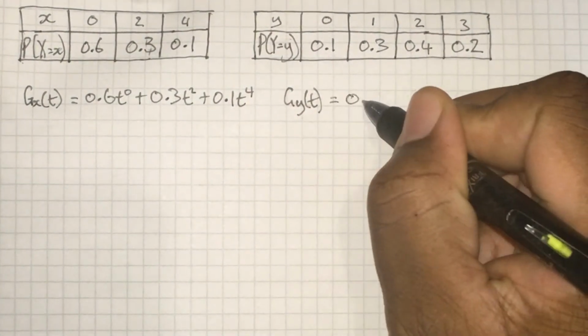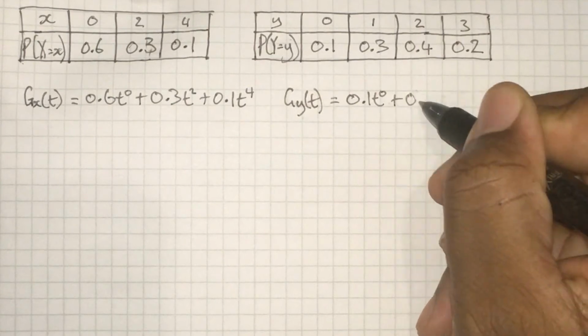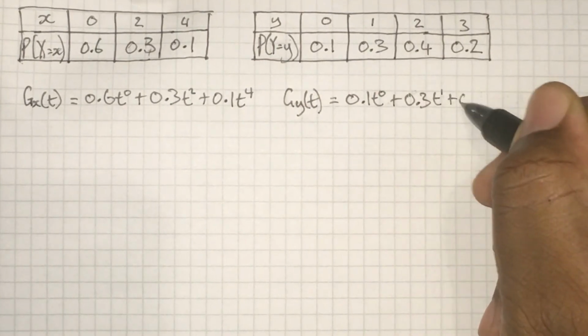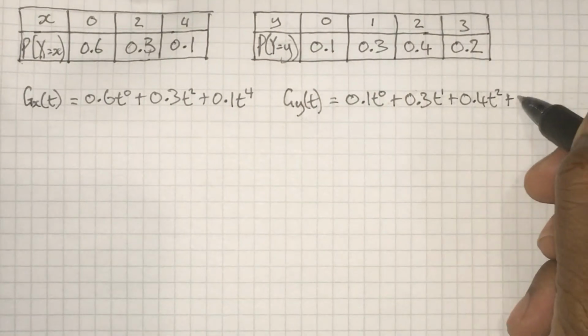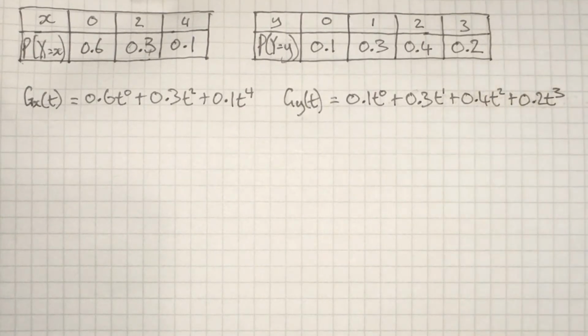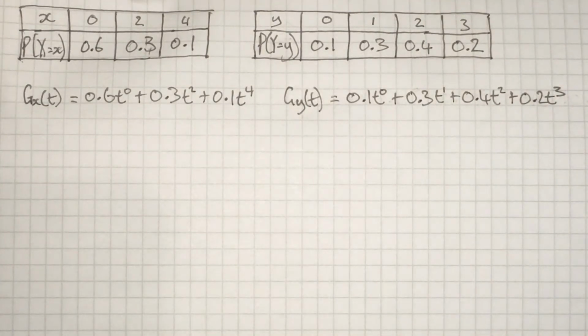In the second one, I'll have 0.1 t to the 0 plus 0.3 t to the 1 plus 0.4 t squared plus 0.2 t cubed. While I have these both on the screen, there are some things we should be able to recognize.